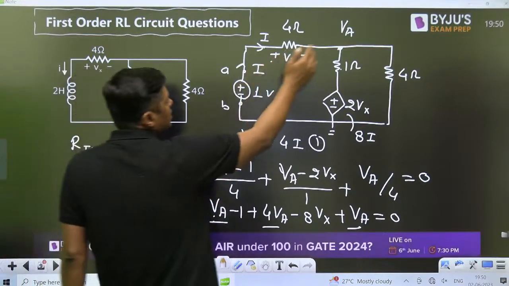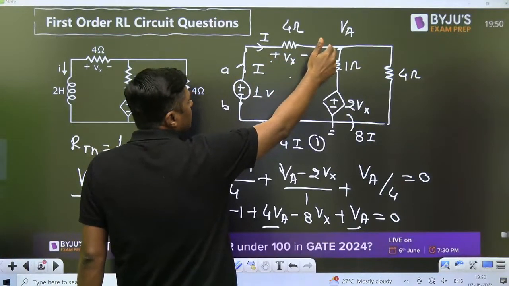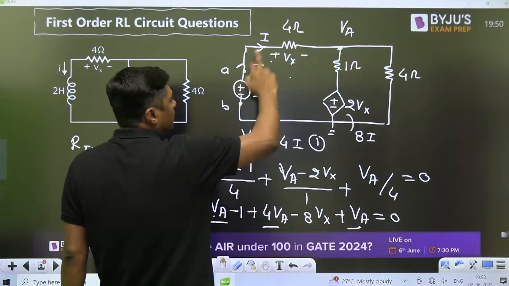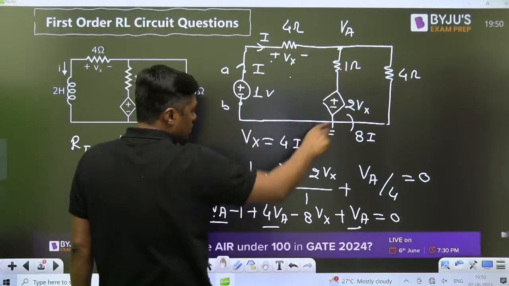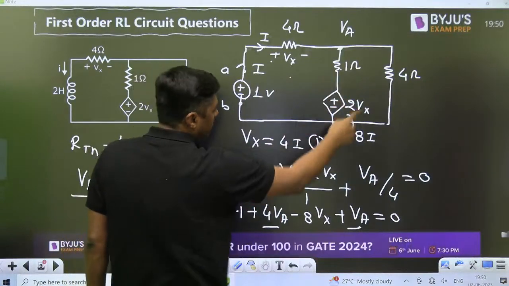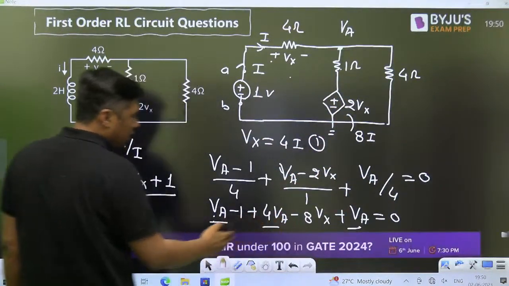Write down the KCL at this point. When I am writing the KCL at this point, VA minus 1 divided by 4, VA minus 2Vx divided by 1, VA minus 0 divided by 4. Take the 4 as LCM and solve it.